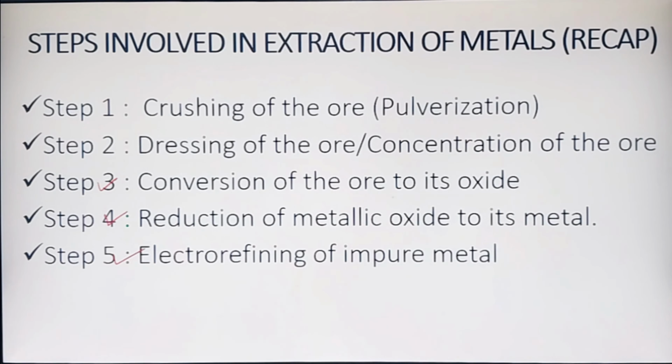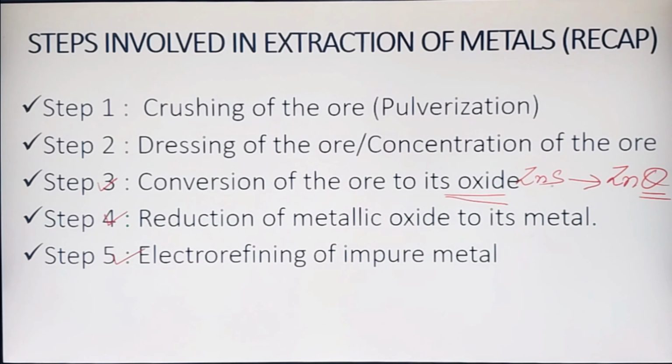Step 3 is converting the ore to its oxide. As I have told you, if I have any other ore, for example, say I have zinc sulphide, what is the thing that I should do? I should first convert it into an oxide. Now the question is, why should I convert it into an oxide? Because as we know, an oxide is very, very easy to reduce. So whichever form we are getting the metal in, we will first convert it into an oxide.